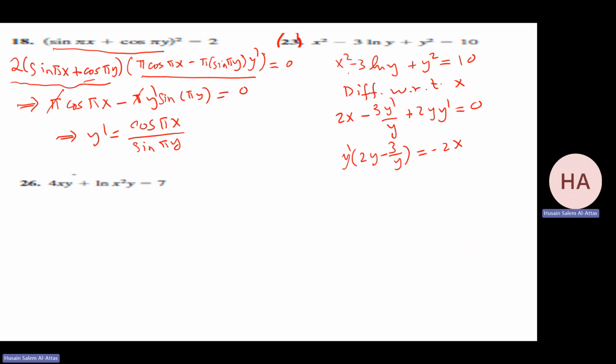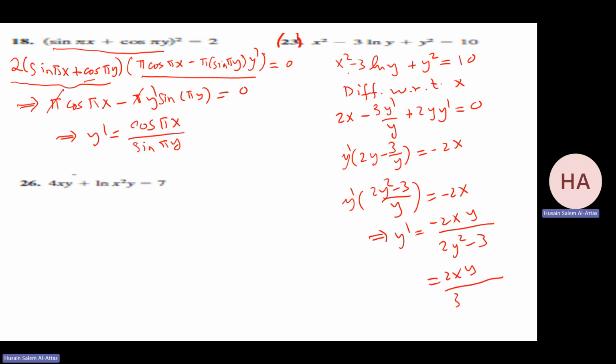Okay, now we just simplify it. What will you get, y prime will be what? Yeah, let me simplify this. That will be 2y squared minus 3 over y equal minus 2x. So y prime is minus 2xy over 2y squared minus 3, or 2xy over 3 minus 2y squared.